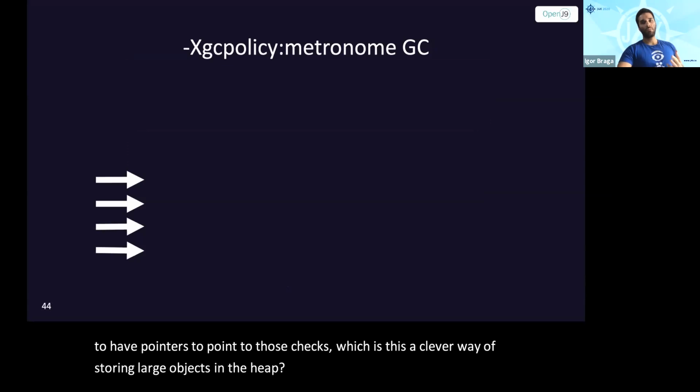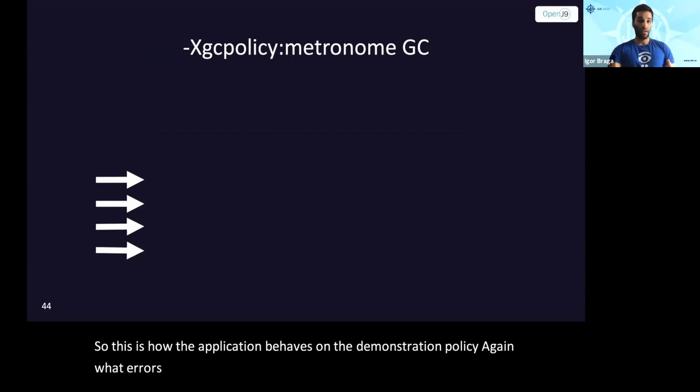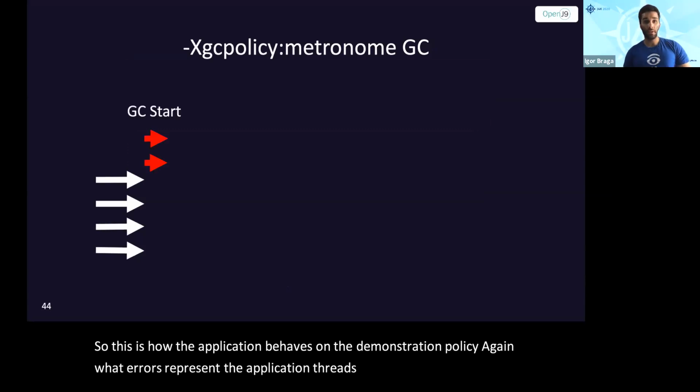So this is how the application behaves under the Metronome policy. Again, white arrows represent the application threads, and red arrows represent the GC thread.